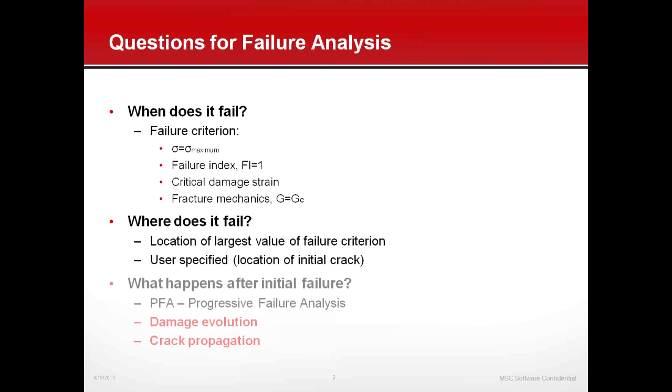The third question, which is the topic of this seminar really, is what happens after you get the initial failure. You indicated a failure somewhere, you know where it is, and what do you do next? Three things we can do using the tools in Marc. We can do a progressive failure analysis. We can do a damage evolution calculation. Or if it's a crack, we can do propagation of that crack. And the two last ones are the ones which will be the focus of this presentation.